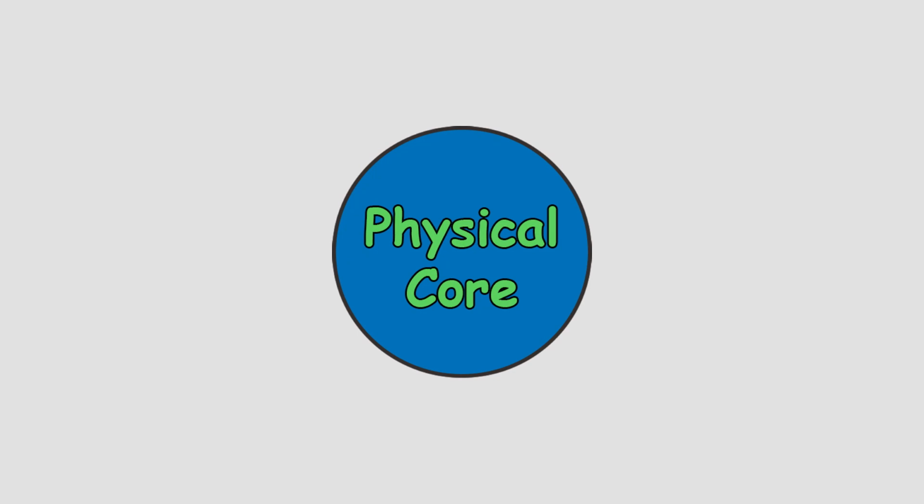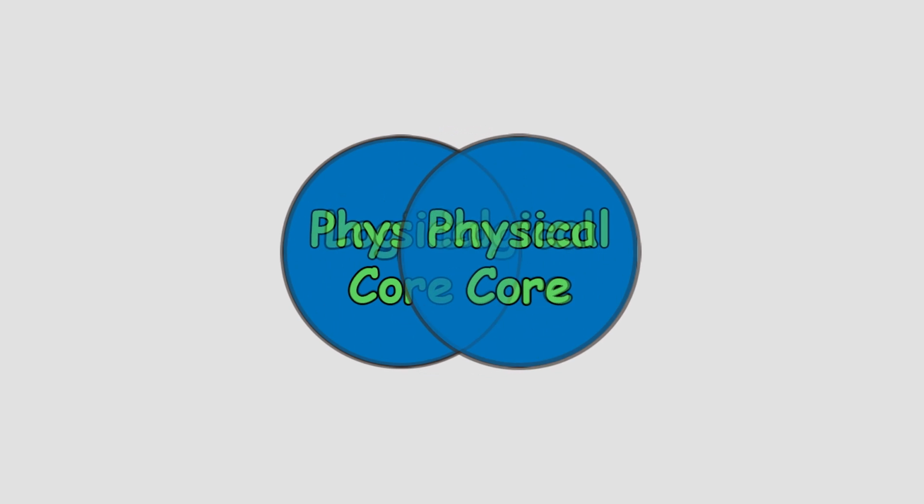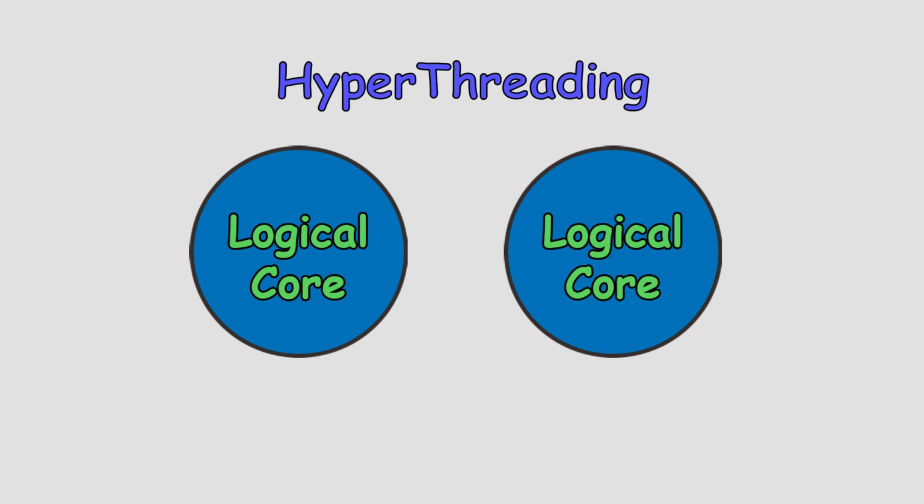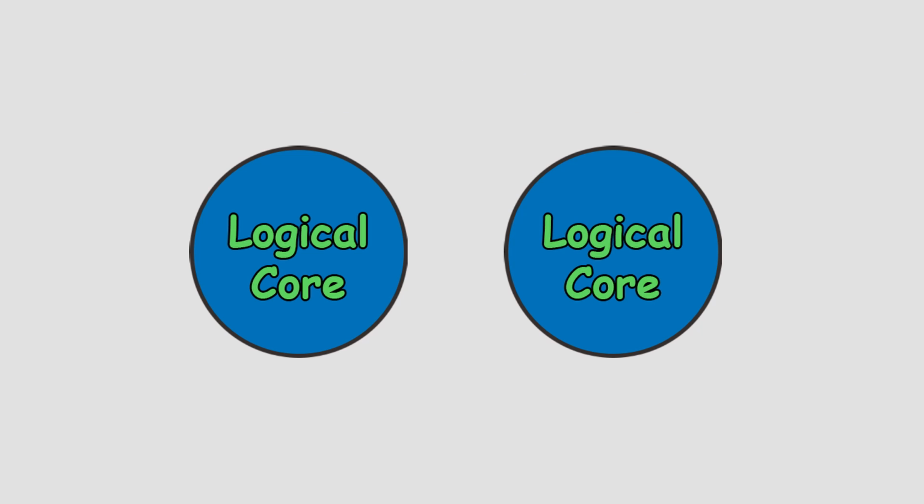Some CPUs have their physical cores split into 2 logical cores, which actually behave like physical ones. This feature is known as hyperthreading. I have no idea how they managed to do so, but bravo Intel.